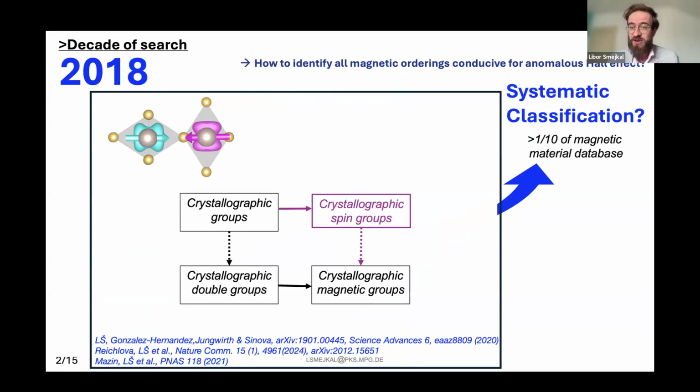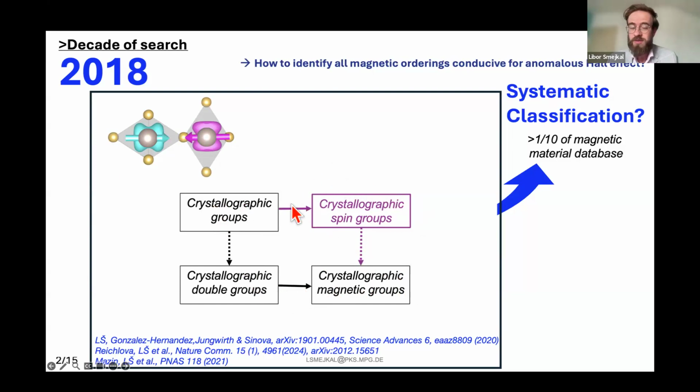In this work on anomalous Hall effect, we also identified that a huge fraction, like 1/10 of the magnetic database from Bilbao, actually is a candidate for this unconventional crystal anomalous Hall effect. However, we still didn't have a very systematic way to identify all the spontaneous ordering. And that brought us into a broader picture of thinking about the systems in terms of symmetries. And we found actually that there exists in literature another way to think about magnetic systems beyond crystallographic magnetic groups. And this is called crystallographic spin groups.